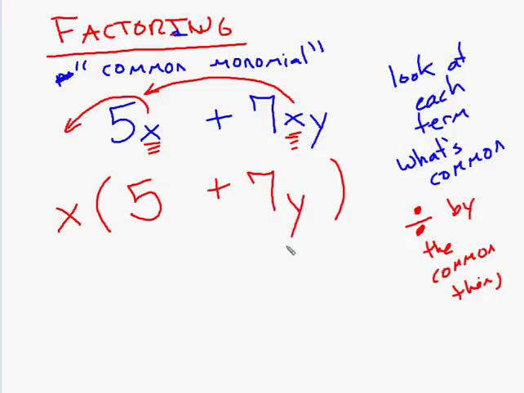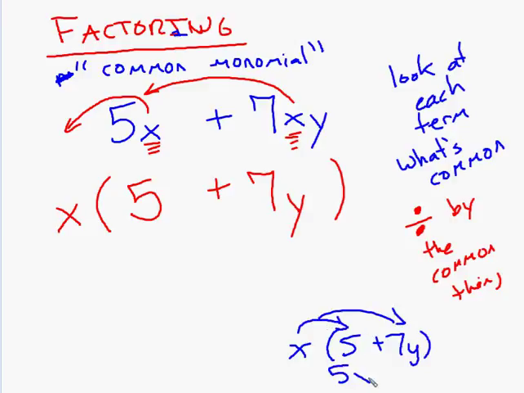7xy, that leaves 7y. So a way to check to see that I've done this right, and I'll put it right here, is what if I distributed that x back in? If I went back, I multiplied it in, I get 5x plus 7xy. Okay, now we'll do a few more examples of this, but basically I'm taking the thing that's common and pulling it out and putting it on the outside.